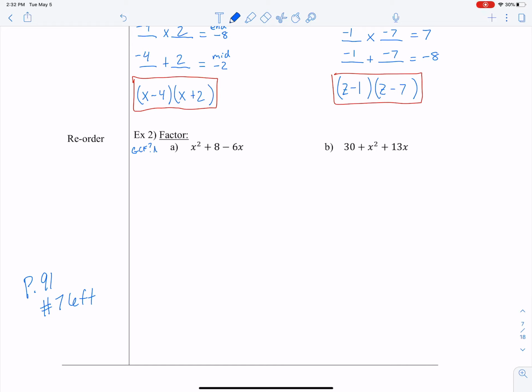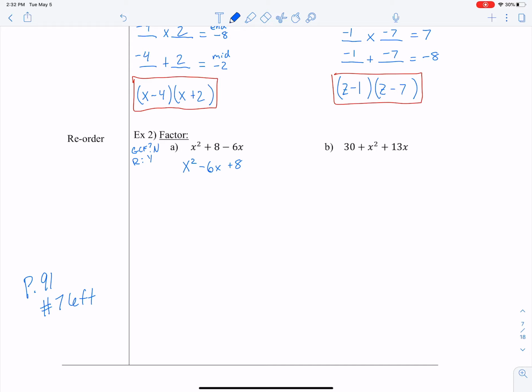So now in terms of reordering, we have x to the 2, nothing, and then x to the 1. So yes, we do need to reorder here. They're not in the correct order. So we're going to rewrite this as x squared minus 6x plus 8. So that's our first step.